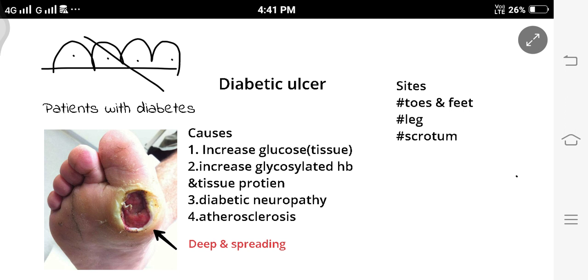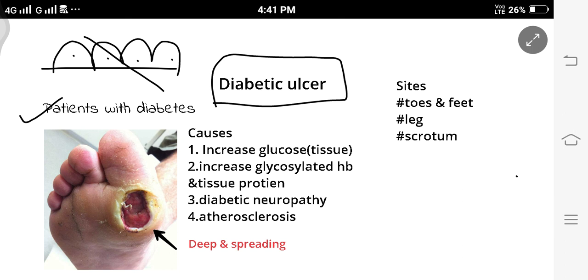Now what is a diabetic ulcer? An ulcer which occurs due to diabetes, or occurs in a patient with diabetes, that type of ulcer will be called a diabetic ulcer. Patients with diabetes have more chances of developing this type of diabetic ulcer.